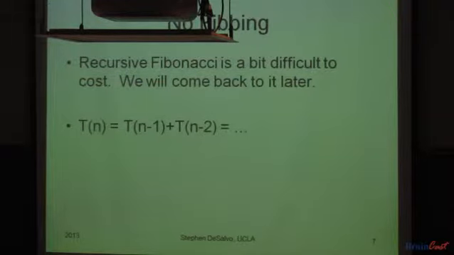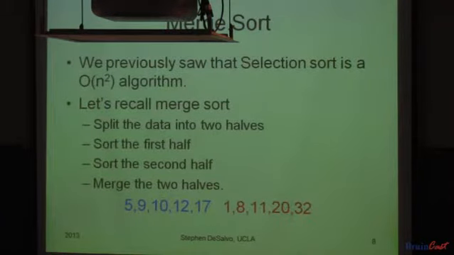Now, how would you do recursive Fibonacci? With recursive Fibonacci, to compute f of n, you have to compute f of n minus 1 and f of n minus 2. But then to compute f of n minus 1, you have to compute f of n minus 2 and f of n minus 3. It's getting a little bit messy. So let's come back to this one a little bit later, and instead go to the next level of difficulty, which is merge sort.